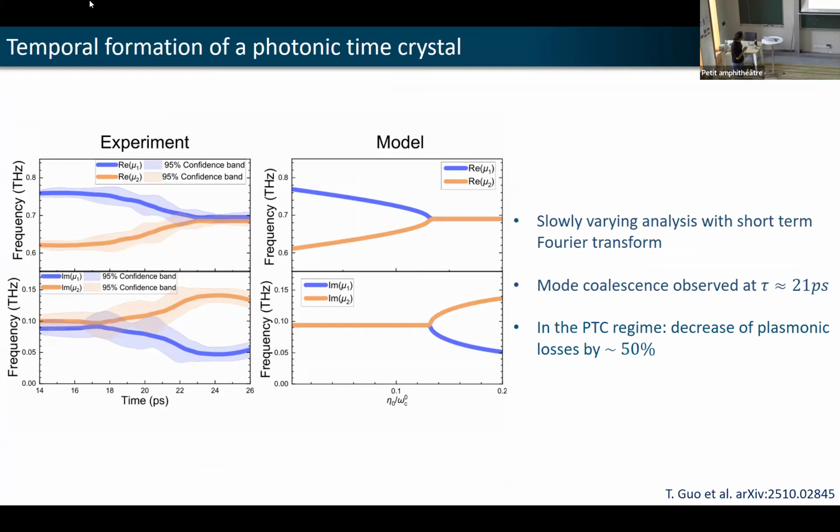So this is the real part of the pole, and this is the imaginary part of the pole as a function of time. So we treat the drive as a drive with slow varying amplitude compared to the fast modulation. So we do a Fourier transform at every time to know exactly where the poles are located, to extract the location of the pole. So what we see is basically that the real part goes to the same value. So it's a pole coalescence here because the imaginary part is the same. After which basically we have the same real part and different imaginary part. Okay. So this is where we enter the photonic time crystal regime here.